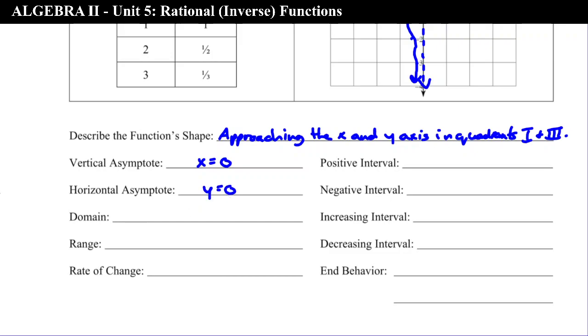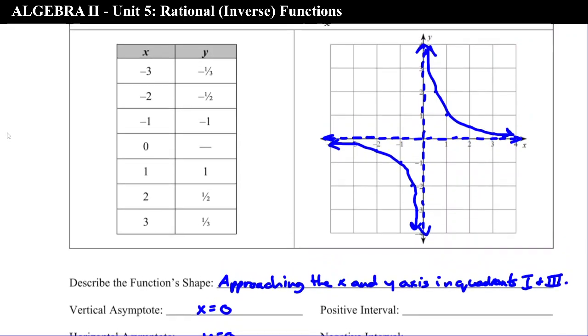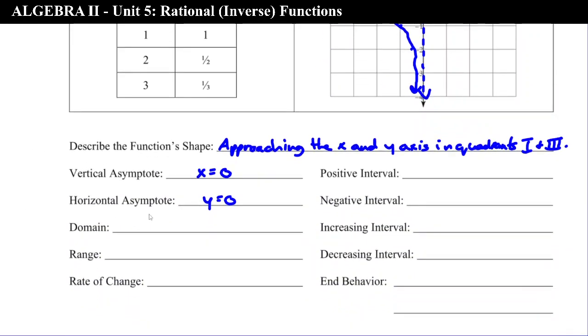Now, for the domain, you might be tempted to say all real numbers from left to right, but you've got to remember we do not ever touch 0. That cannot be a solution. So we include everything except 0. So negative infinity to 0, union with 0 to infinity.